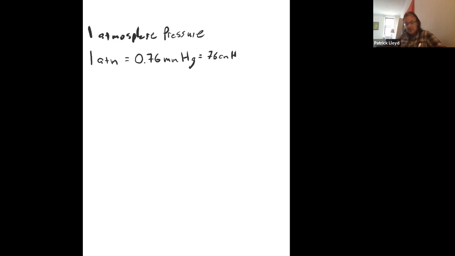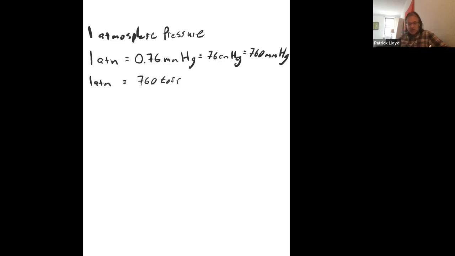It depends on the liquid. So if you're using water, you'll have a different value. And then 760 millimeters of mercury, right? So those are 4 different units right there. But now there's even more, right? Because a millimeter of mercury is the same thing as a torr. So this is also equal to 760 torr.